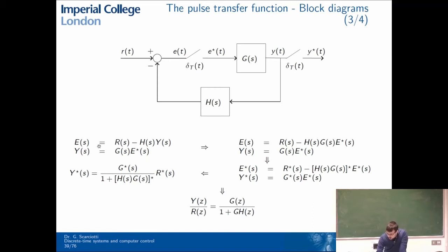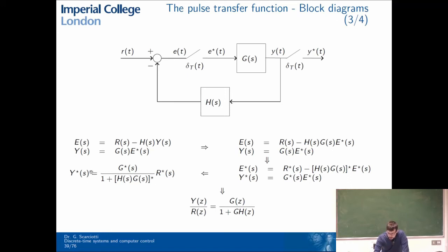Now what we do is that we replace in y this y here, and we get this expression here. Now we compute the starred version of these two expressions, and we get this expression over here. Note that here there is the starred operator over h of s times g of s. Now we solve the first equation with respect to e star, and then we replace it in y star, and we get this expression over here.